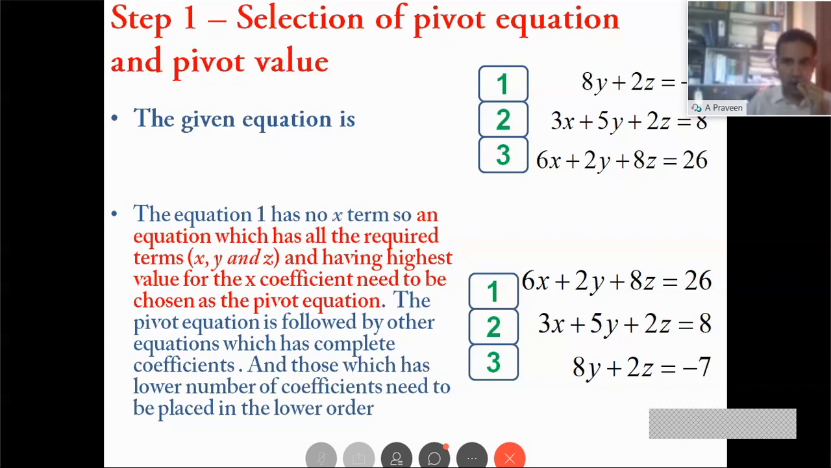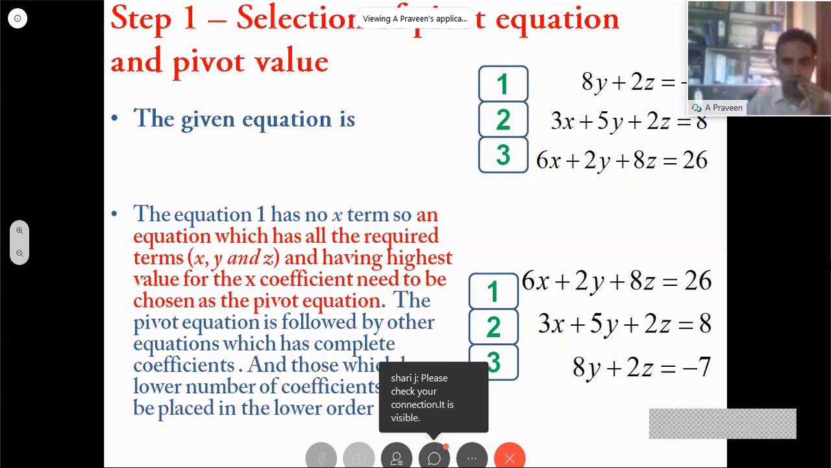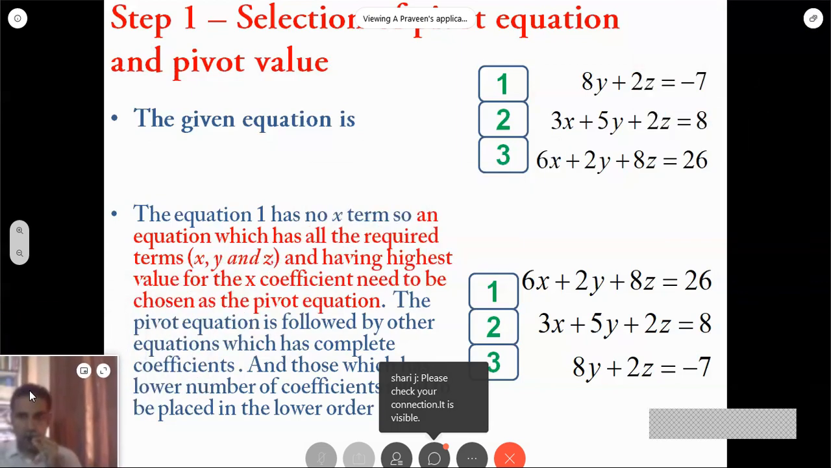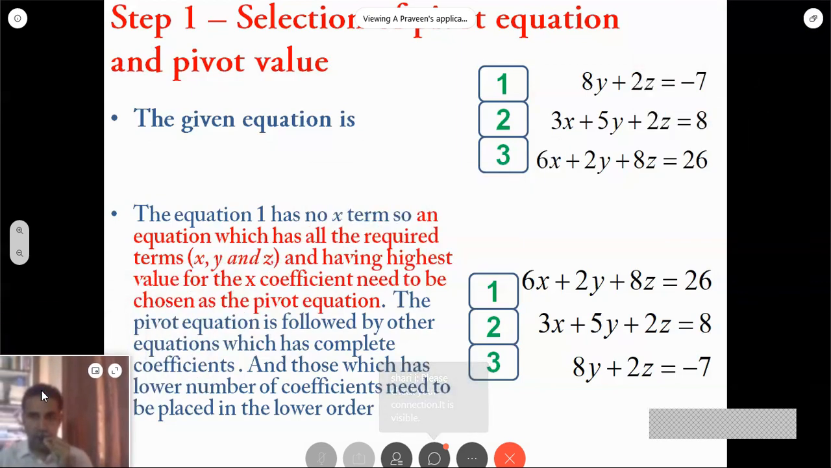Equation number 1, I told earlier, is 8y plus 2z equals -7. 3x plus 5y plus 2z equals 8 is equation 2. And equation 3 is 6x plus 2y plus 8z equals 26. Now, when you're given a set of equations like this, if you look at them, you have three variables, x, y, and z, and three equations.